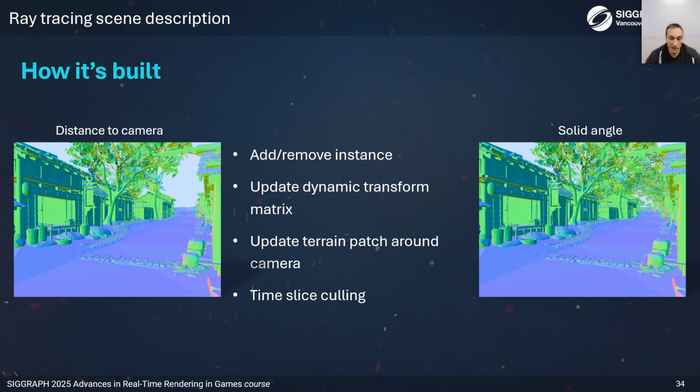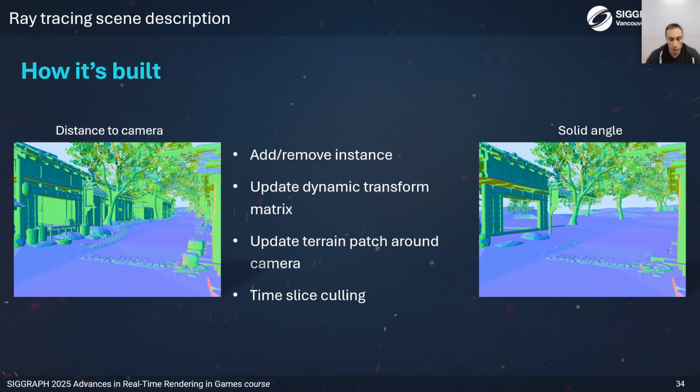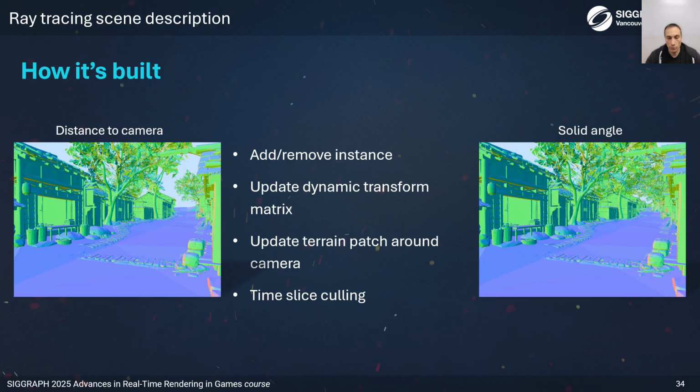The terrain is a special case. It's divided into patches, and we add and remove patches depending on the position. And the material of the terrain is also different. We have a texture for each of the different PBR parameters for it.